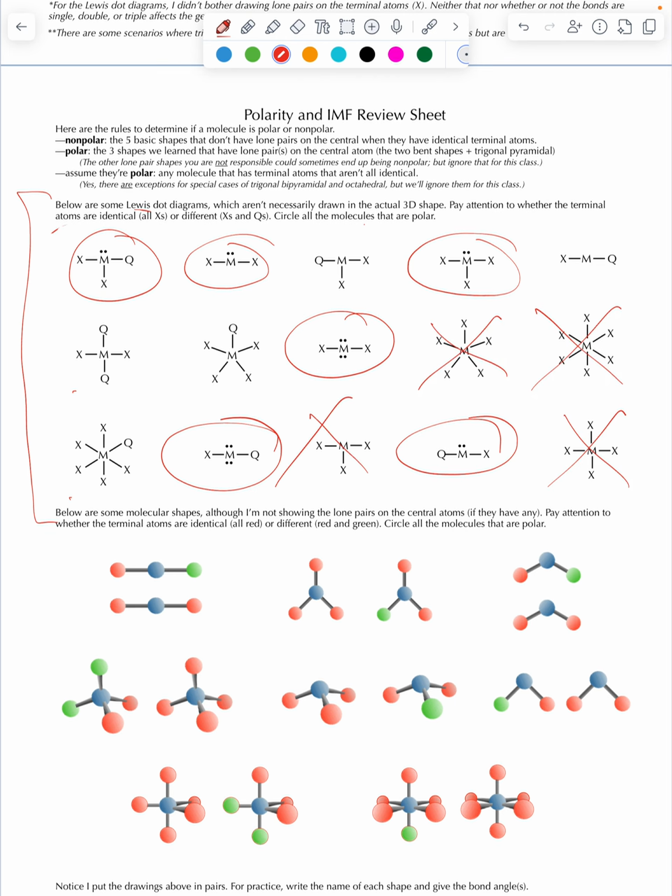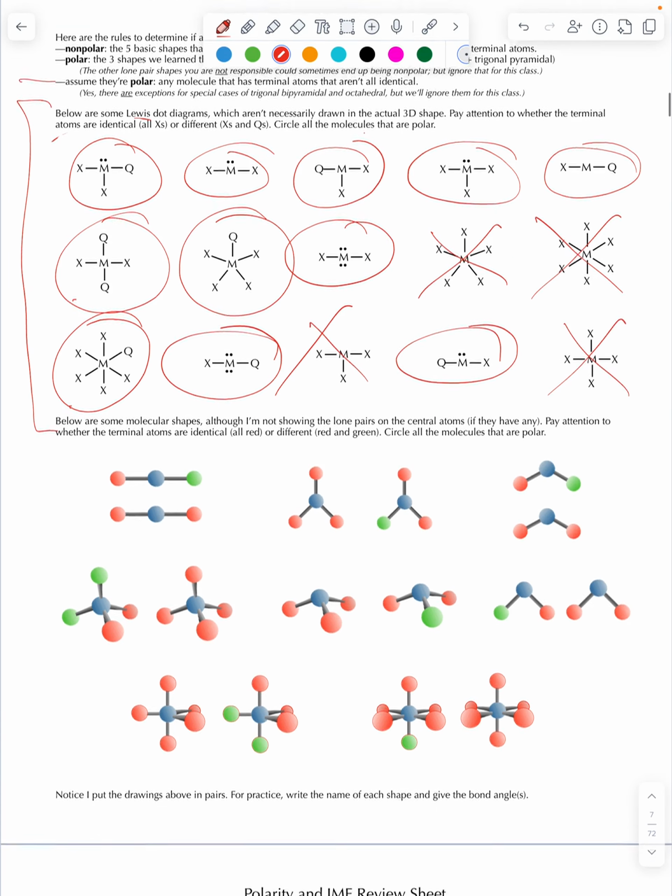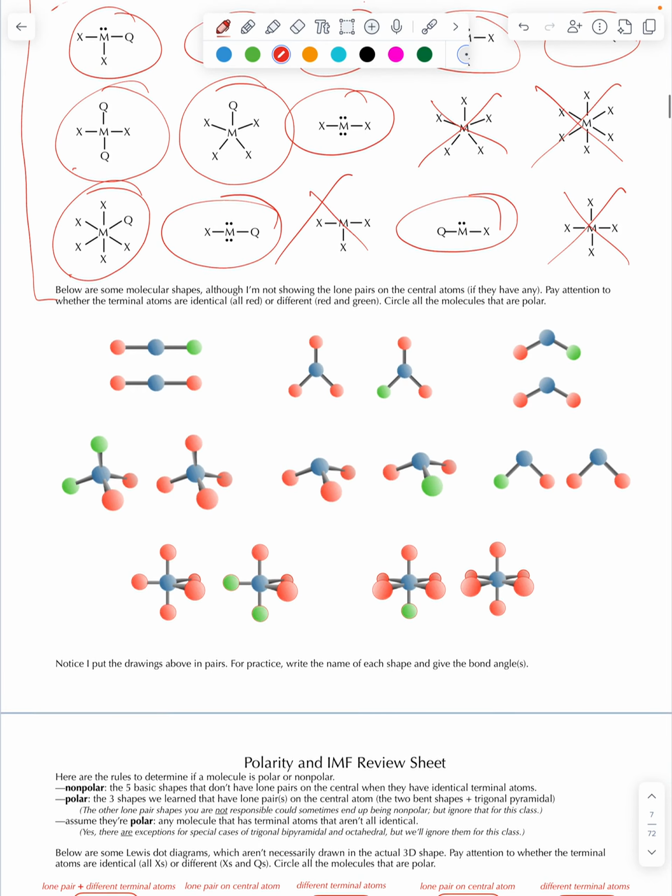Okay? And then, as I said for that last rule, if you have different terminal atoms, generally you're going to see that they're polar. Especially when I only give you Lewis diagrams, just assume that if you have different terminal atoms, it's going to be polar. So different terminal atoms, different terminal atoms, different terminal atoms. So all those are going to be polar. Now these down here, I'll just show you the answer key. Again, the same idea. It's less likely I'll do this.